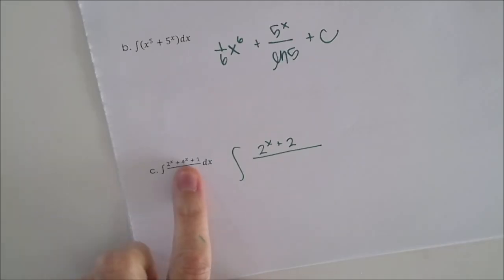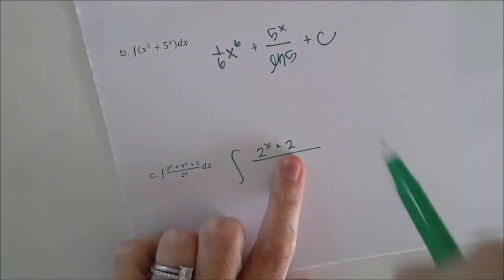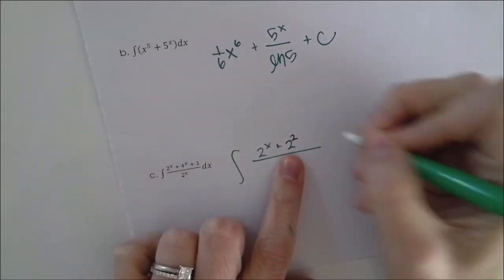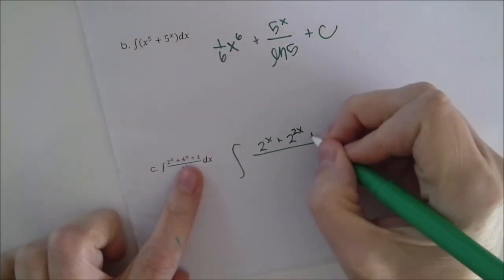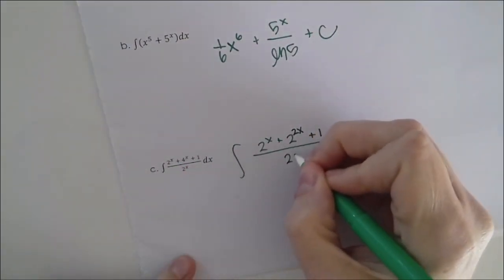Okay, so this middle term, 4 to the power of x, can be rewritten as 2 squared, that same thing as 4, and then we still have our x with that power as well. And then the 1 we're just going to leave as a 1, and everything's going to be divided by 2 to the power of x.